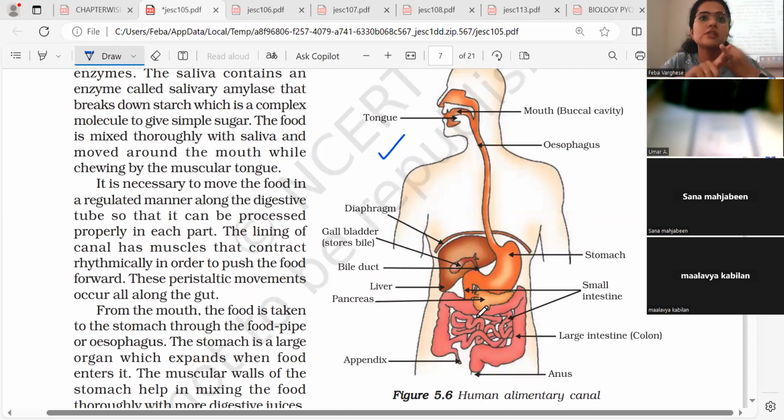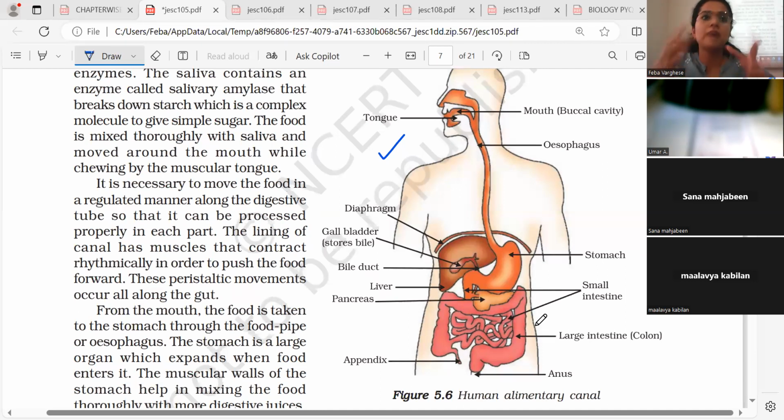Now one more function is there. What is it? It makes the medium alkaline so that the pancreatic enzymes can act upon the food material. When the food is in the stomach, it's fully acidic in nature because it has got mixed with HCl. For the pancreatic enzymes to act, an alkaline pH is required, and that is established with the help of bile.